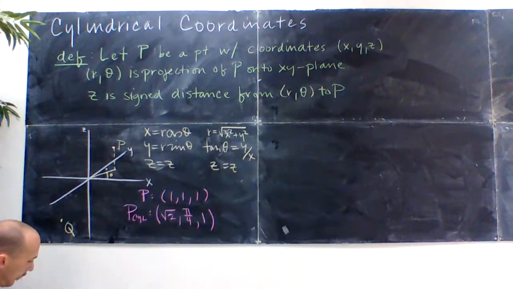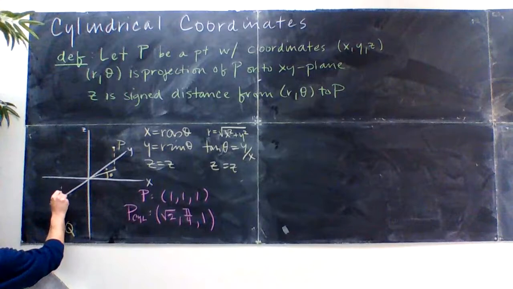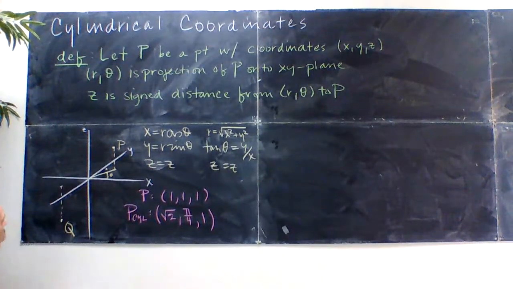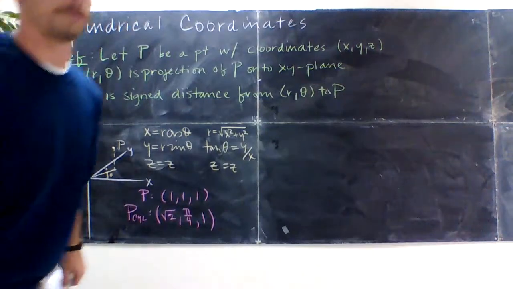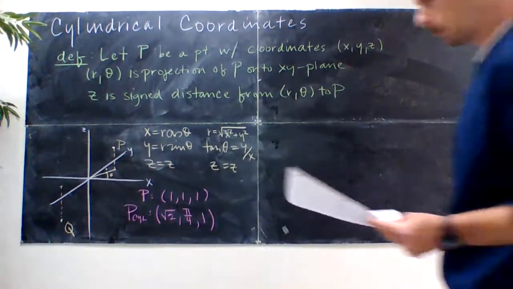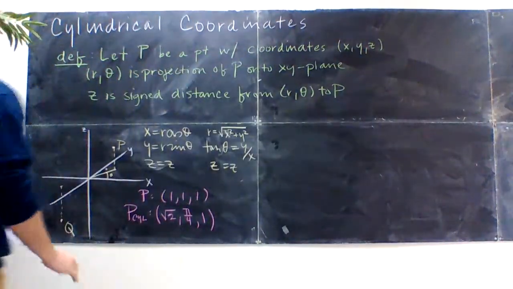And let's see, where do I want this to come up to? All right, I want it to come up to about right here. All right, and suppose the coordinates of point Q are 2, negative pi over 3, and negative 2.